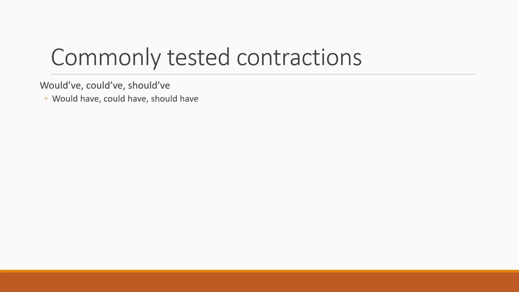That's what it sounds like, because if you say would've, for example, it sounds a lot like would of. That's going to be your other answer choice: would of, could of, or should of. That is not what this word means. It's would have, could have, should have. These are grammatically incorrect.